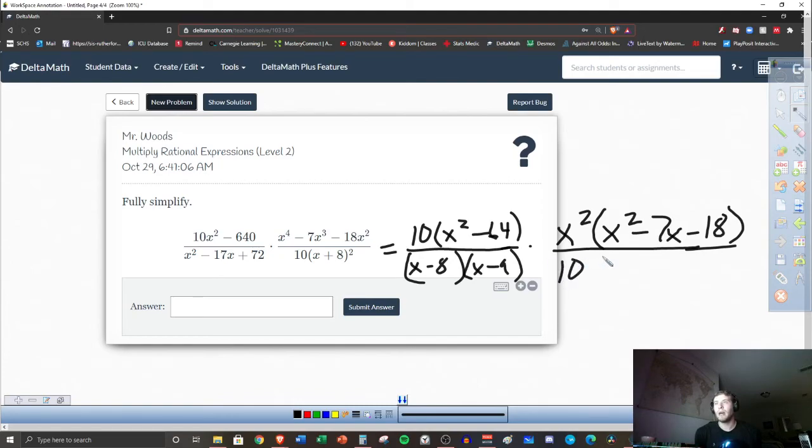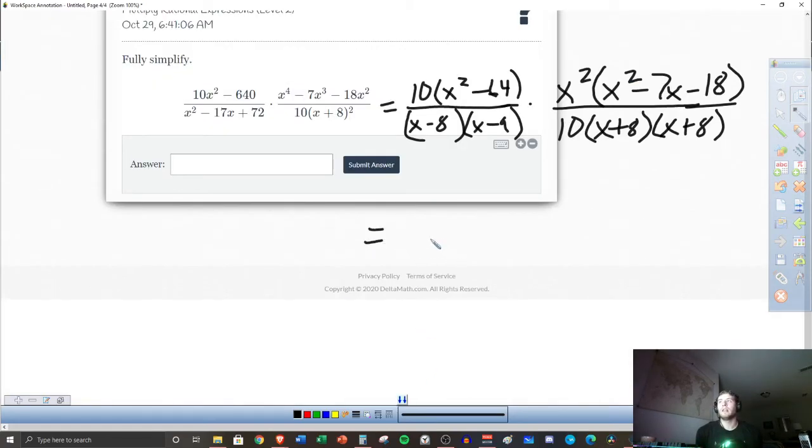And then let's talk about this bottom one, 10. If it helps me, which I think it will, I can rewrite x plus 8 squared as x plus 8 and x plus 8. I think that's a useful thing to do for you all. Let's continue factoring because there's more that needs to happen here. Look at this. This is a difference of squares right here. So this is 10 times x plus 8, x minus 8.